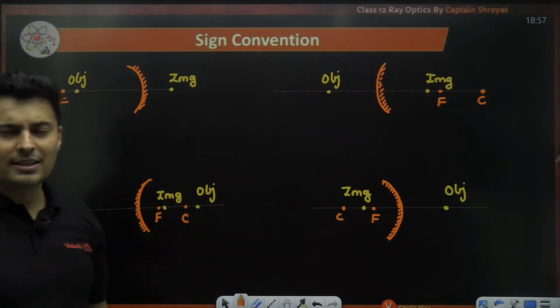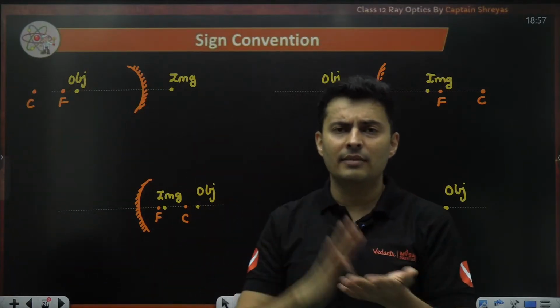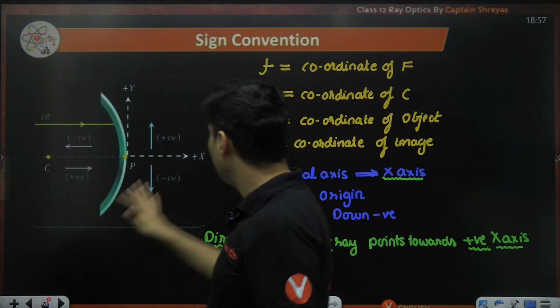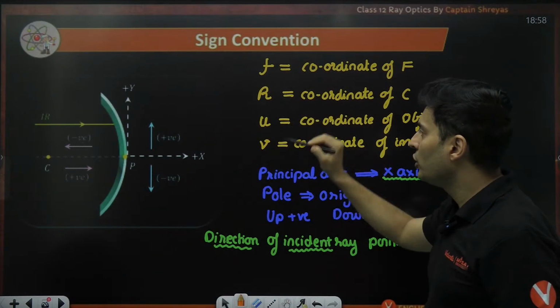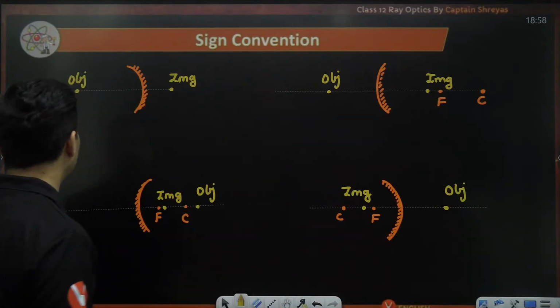In every single case, I just want to know whether object distance, image distance, radius, and focal length are positive or negative. F, R, U, V. That's all. I'm just interested in these quantities, nothing else.